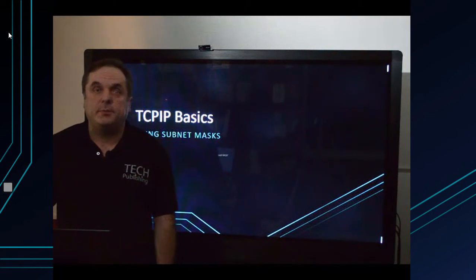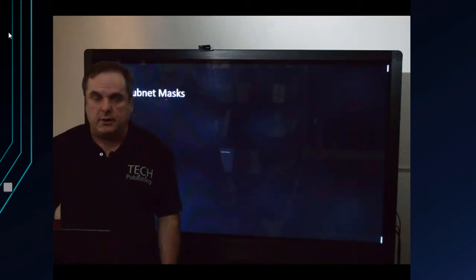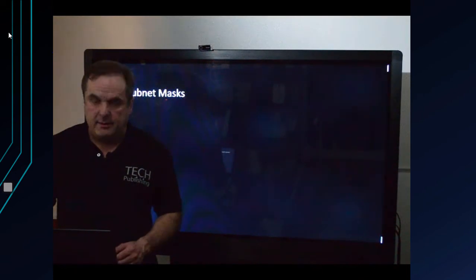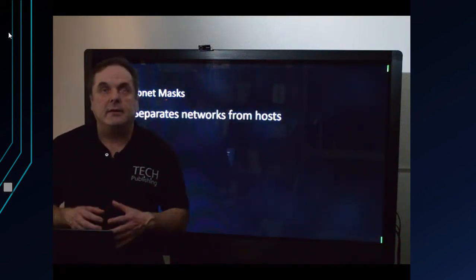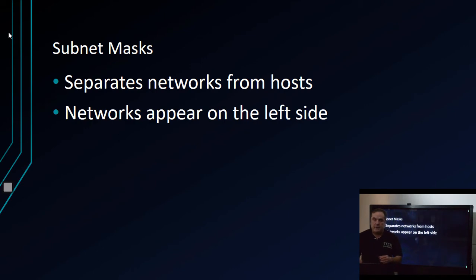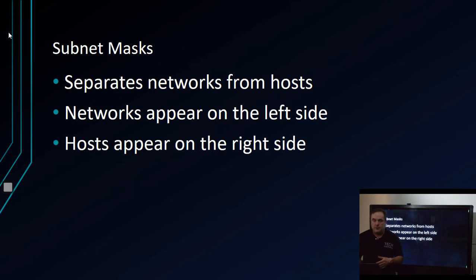Welcome back to TCP/IP Basics, and this time we're talking about subnet masks and the role they play in assigning networks and hosts. We see that subnet masks separate networks from hosts. Networks are going to appear on the left side, as you'll see in just a moment, and the hosts appear on the right side. And it's a sliding scale. We can move it back and forth depending on whether we need more hosts or more networks.